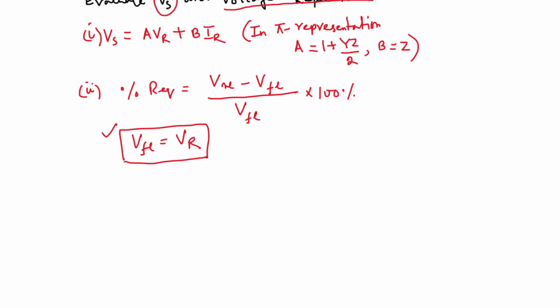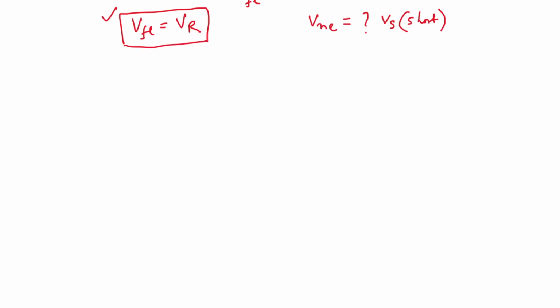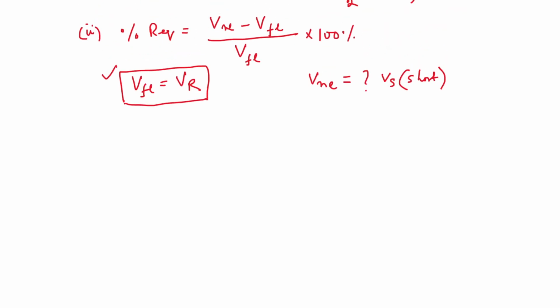Full load. Now what will be no load voltage? This is problematic because in short transmission line, it is equal to Vs because there is no shunt path in case of short transmission line. Okay. So in case of medium transmission line, what will be V no load?